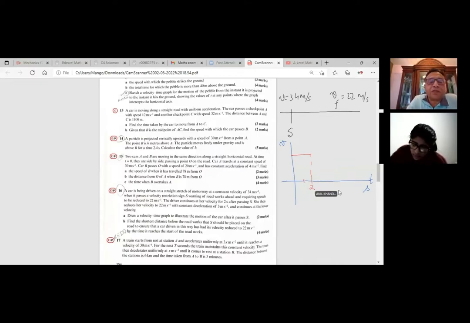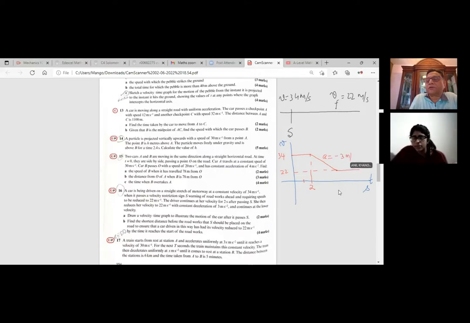So it says it requires the speed to be reduced. The driver continues at her speed for 2 seconds. So for 2 seconds, it is still 34. Is that clear? Yeah. So 2 seconds. She then reduces her velocity to 22 meters per second with a constant deceleration of 3 meters per second squared. Right. So then it reduces to 22. So at this time, acceleration is given to us as minus 3 meters per second squared.